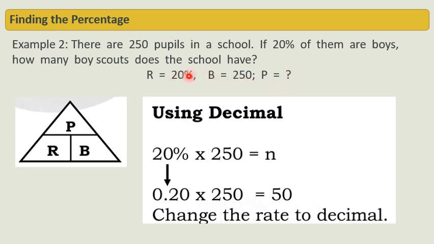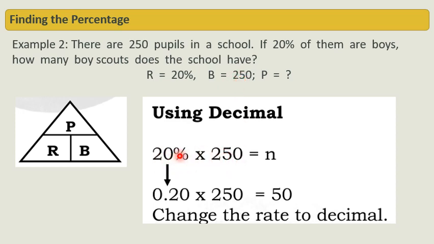So, yun po. Kasi 20% lang nakalagay. Hindi natin alam kung ilan yung 20% ng 250. So, using decimal, gagamit tayo ng Tecans triangle. Kung P ang hinahanap, we just have to multiply rate and base. So, anong rate natin? 20%. And yung base natin is 250. So, multiply lang natin siya.